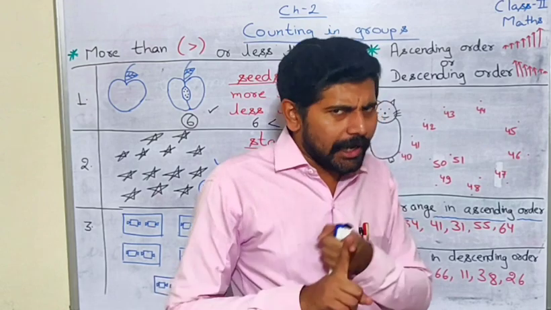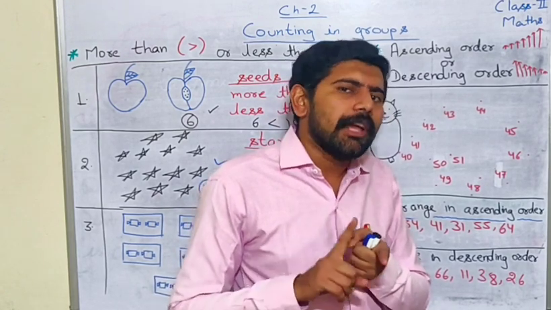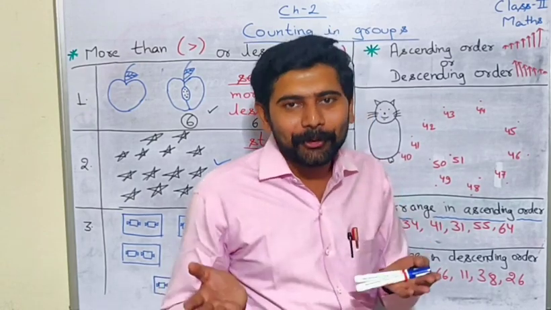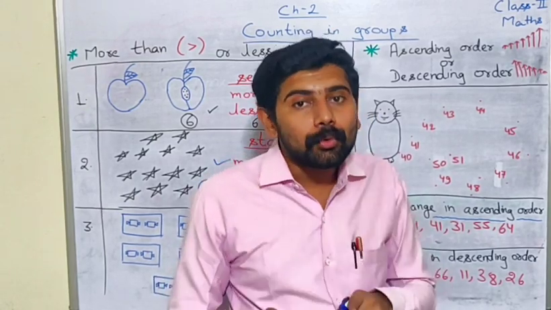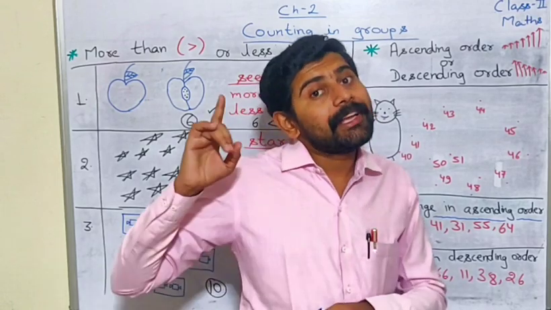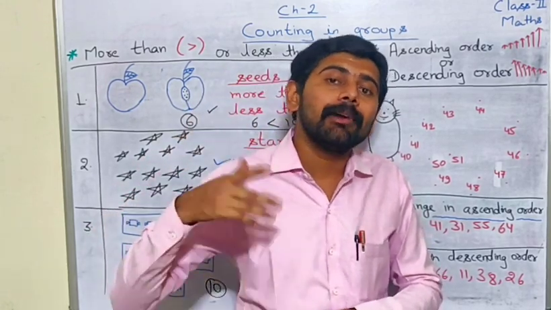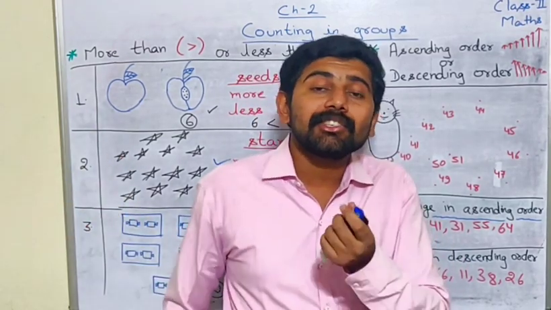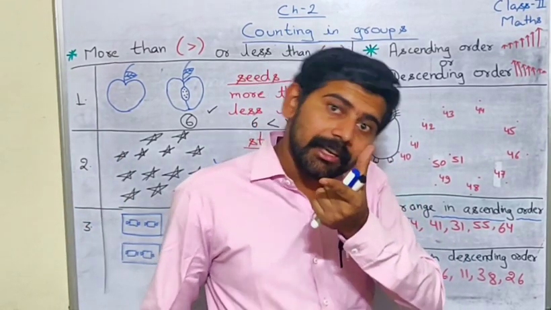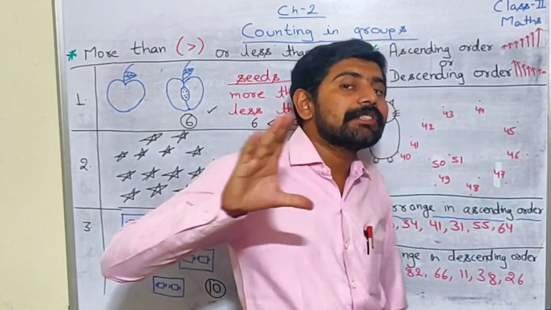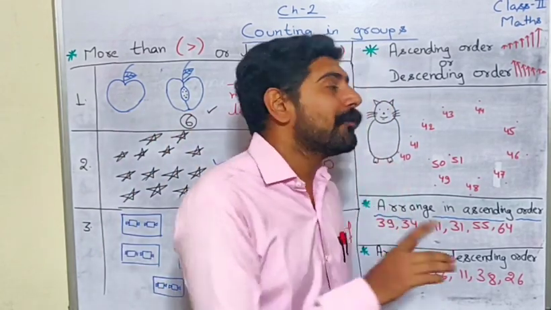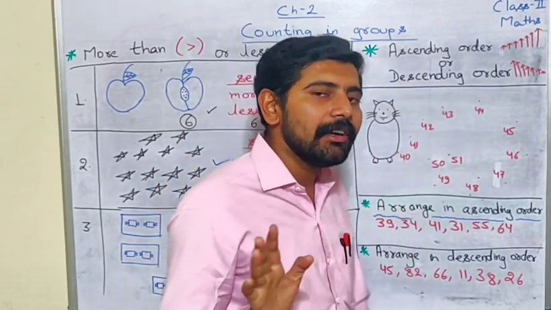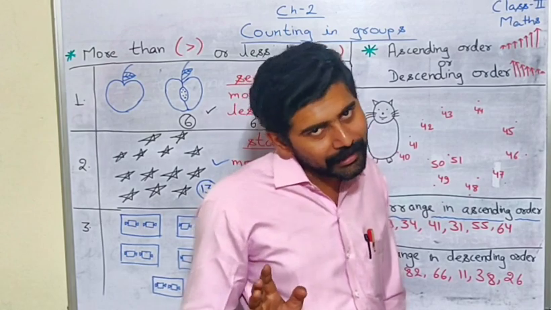If we say 10, then 9, 8, 7, 6, 5, 4, 3, 2, 1. That means biggest number 10 first, then smaller number 9, then smaller number 8, and so on. At the last, smallest number 1 is written. That means the sequence is written in the descending form. D-E-S-C-E-N-D-I-N-G. Descending order. Okay, children?